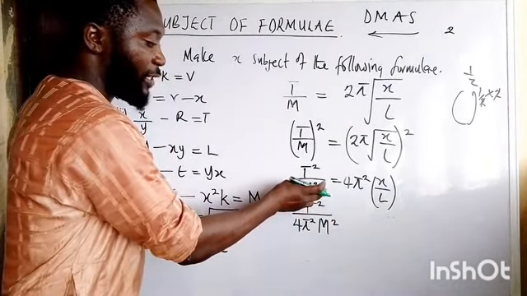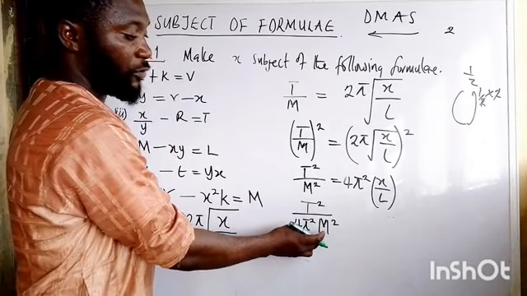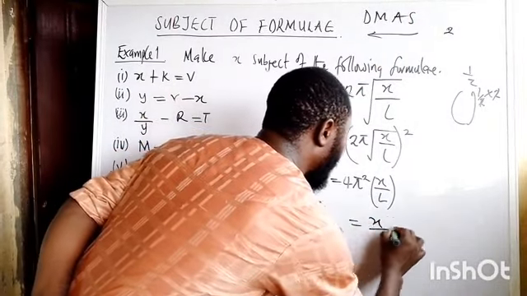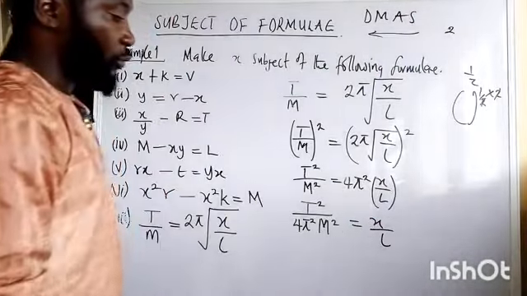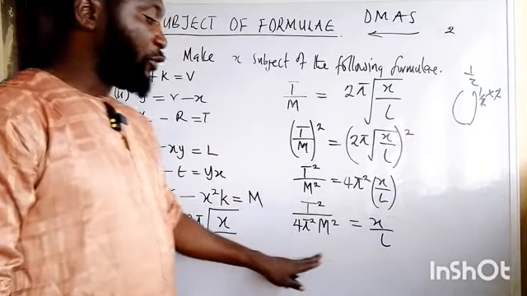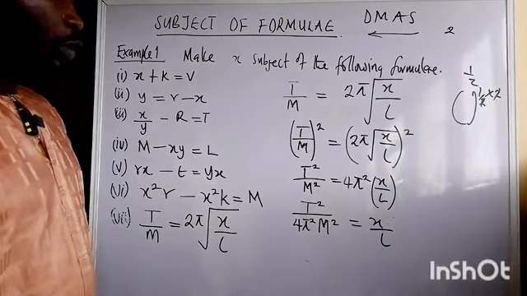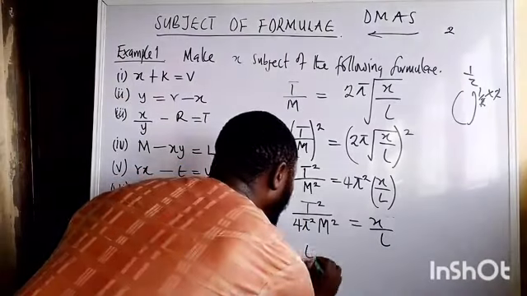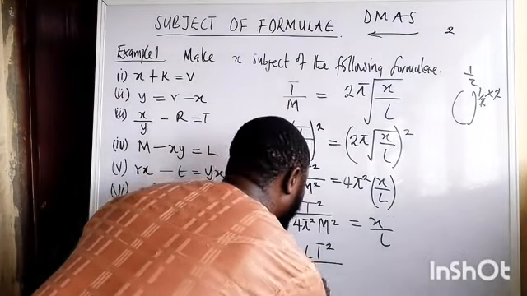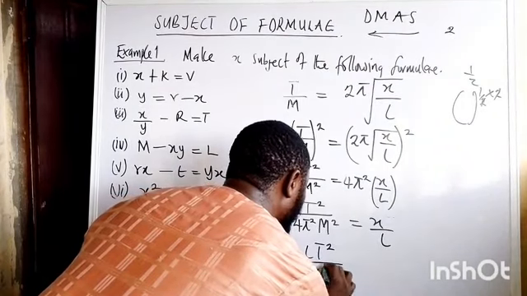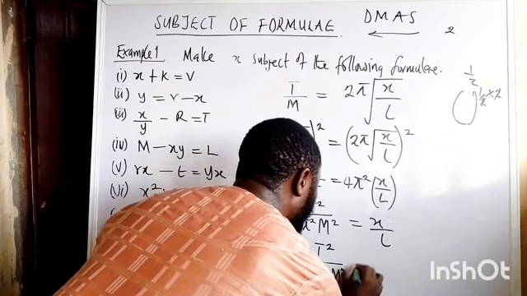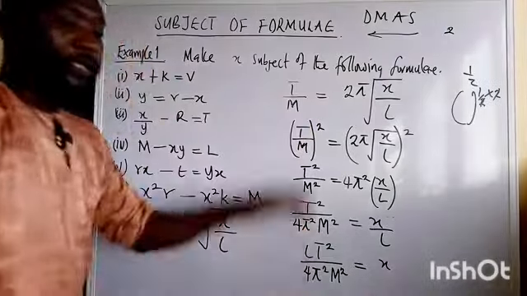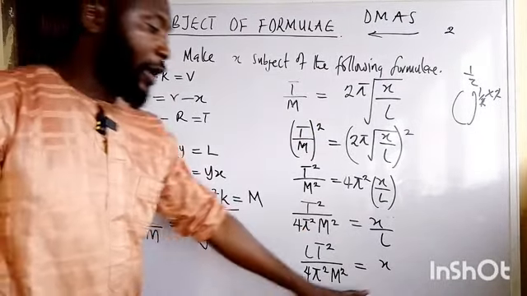So when you divide here by 4 pi squared, this one will go. So now you have just x over l. Now to remove l, multiply both sides by l. When you multiply both sides by l, you are multiplying everything here by l. So you have l T squared divided by 4 pi squared m squared equals x over l times l. So that's how l is gone. And so you have your x equals this.